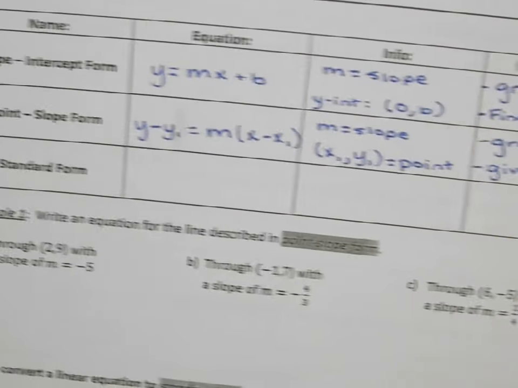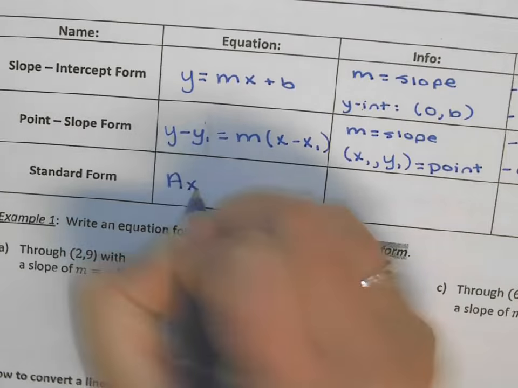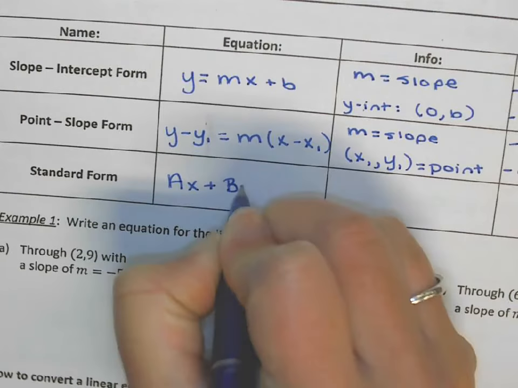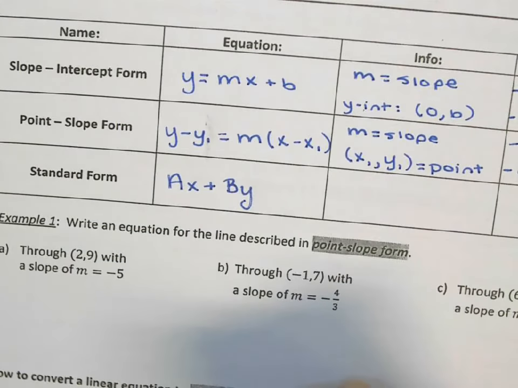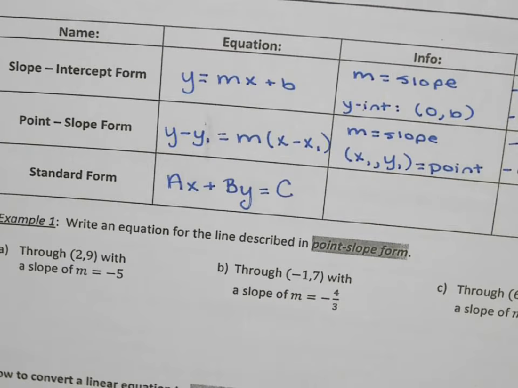Now, standard form. Standard form is a capital A, lowercase x, plus capital B, lowercase y, equals a capital C. Okay, the A, B, and C are all capitalized. The x and y are lowercase like they always are when we write them.